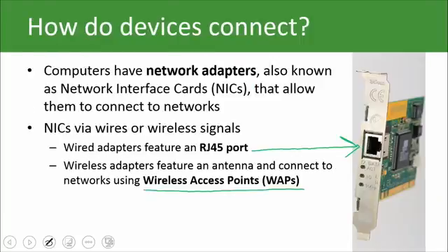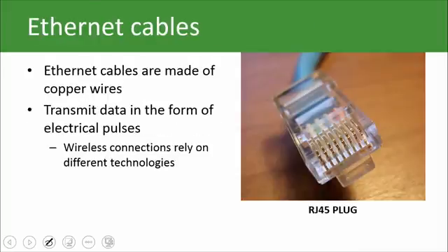Of course, if we take a look at our RJ45 port, we have to have something that we can connect that with. And that is an Ethernet cable, right? Ethernet cables are made of copper wires. They transmit data in the form of electrical pulses. Wireless communications rely on an entirely different technology, radio signals. So keep in mind that copper cables transmit data in the form of electrical pulses.